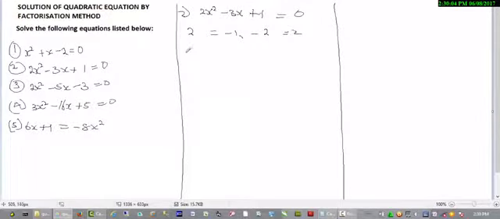Minus 1 times minus 2 is going to give us 2, and minus 1 plus minus 2 is going to give us minus 3. So we can split our 3x. Rewriting our equation, we have 2x squared, and instead of writing minus 3x, we write minus 2x minus x. So minus x and minus 2x will give us minus 3x, plus 1 equals 0. You see the trick. So we factorize out 2x: when we remove 2x from here, we are left with x, and when we remove 2x here, we are left with minus 1.